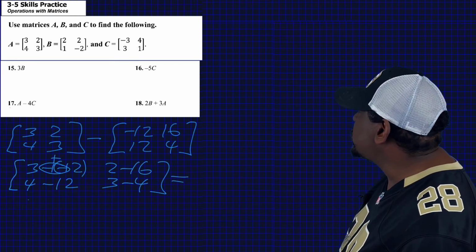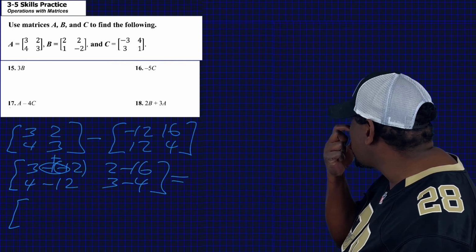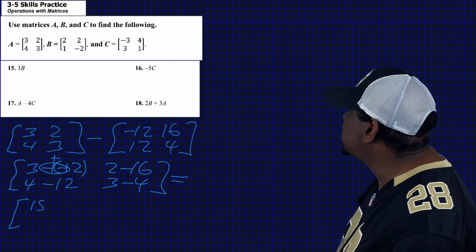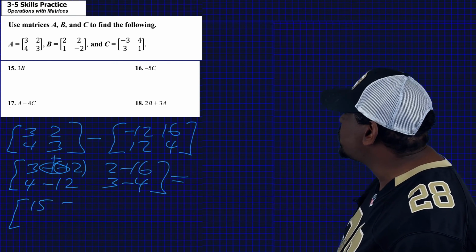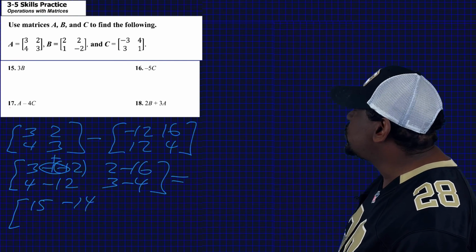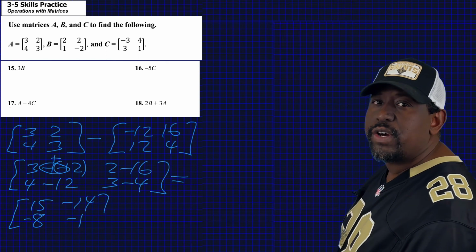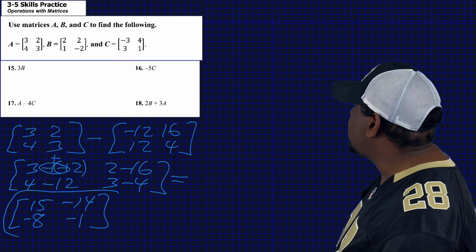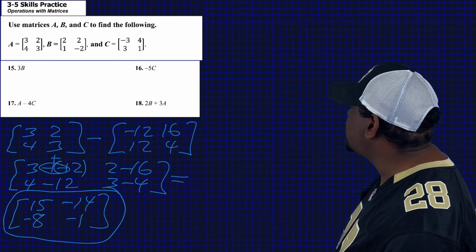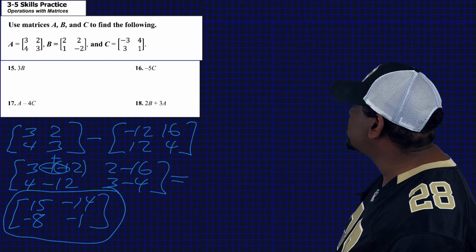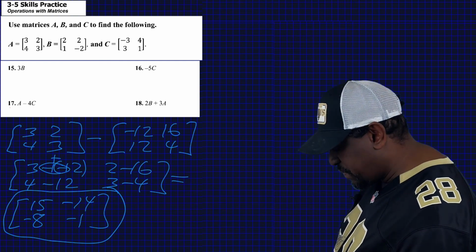And so now we want to simplify and get our answer. 3 minus negative 12 is going to be 3 plus 12, which is 15. 2 minus 16 is negative 14. 4 minus 12 is negative 8. And 3 minus 4 is negative 1. And so that's our final answer. Excellent job.